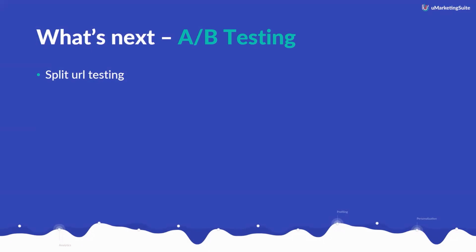The A/B testing, we will polish the last things that went not that well in the demo, and before the release we will have that fixed. But also what we're working on is split URL testing. Split URL testing is if you want to test two different pages, which one works best.